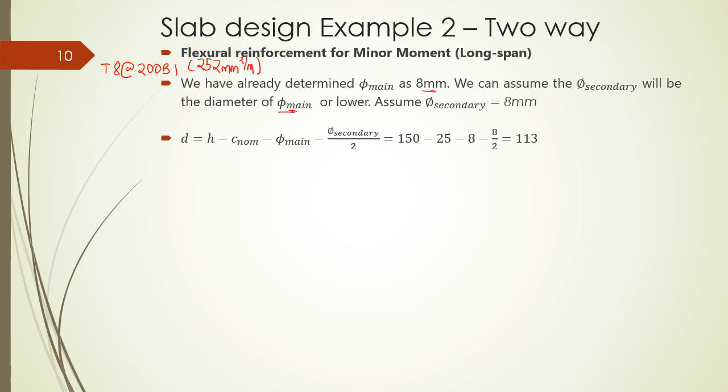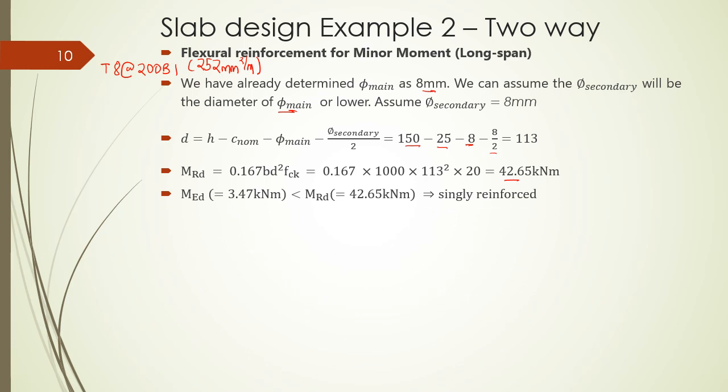So we need to calculate the effective depth in this orthogonal direction. In this case, we will take 150 minus the cover minus the diameter of the main bar, minus half the diameter of the secondary bar. That gives us 113. We'll calculate the design moment of resistance, which is 42.65, and this is less than MSY, which was 3.47 kilonewton meter, and therefore our slab is singly reinforced in the minor direction as well.